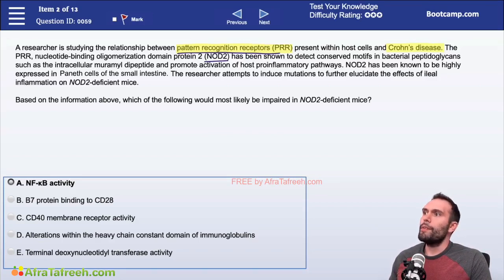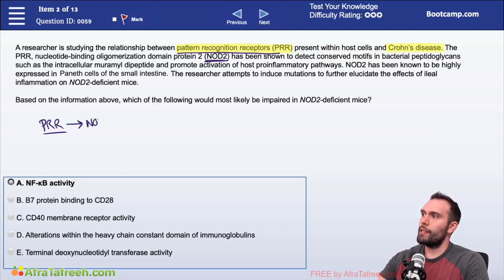We'll talk about that. The bottom line is, they're basically saying here that one example of the pattern recognition receptors is NOD2, right? So we can write that down. An example of a pattern recognition receptor is NOD2, okay? And NOD2 is going to detect conserved motifs in bacterial peptidoglycans, and they give you an example here, and promote activation of host pro-inflammatory pathways.